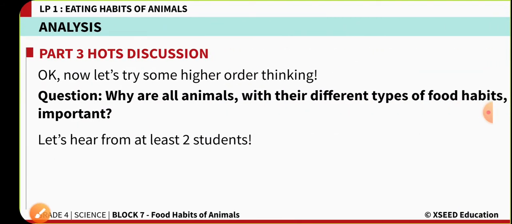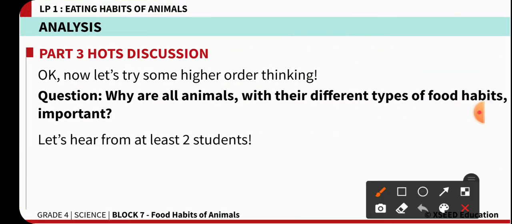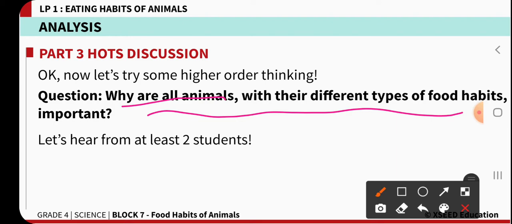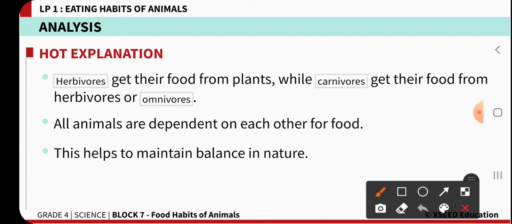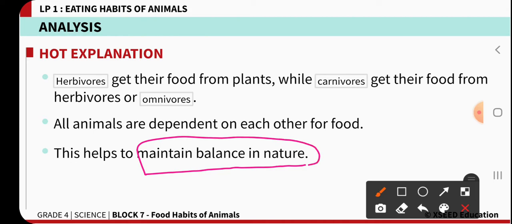Now why are all the animals with different food habits important in our nature? We have lions, tigers, cows, deer, humans, monkeys, all the different varieties of food habit animals present in nature. Why are all these different food habit animals important? They are important to maintain the balance in nature. First, to maintain the balance in nature in the form of a food chain.